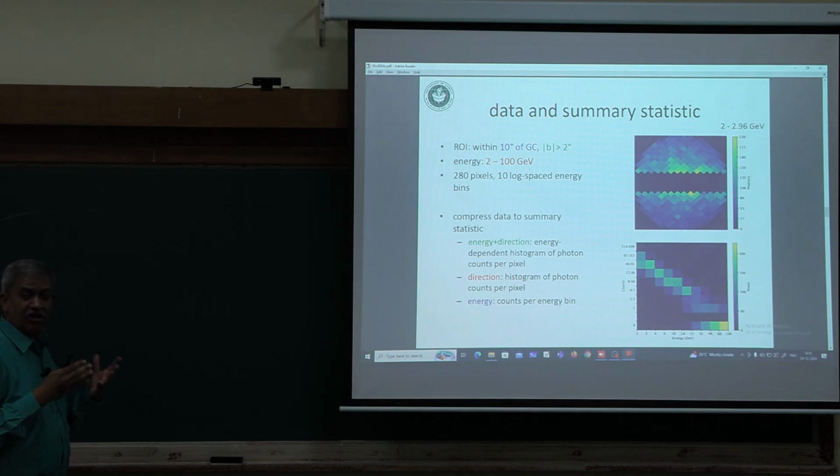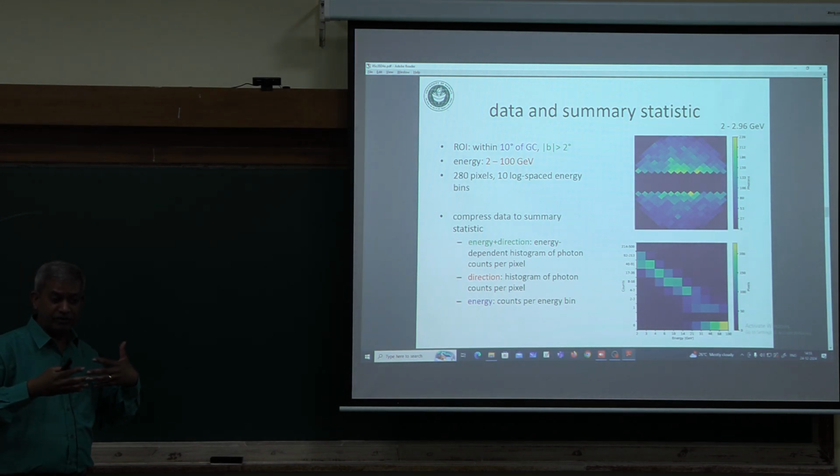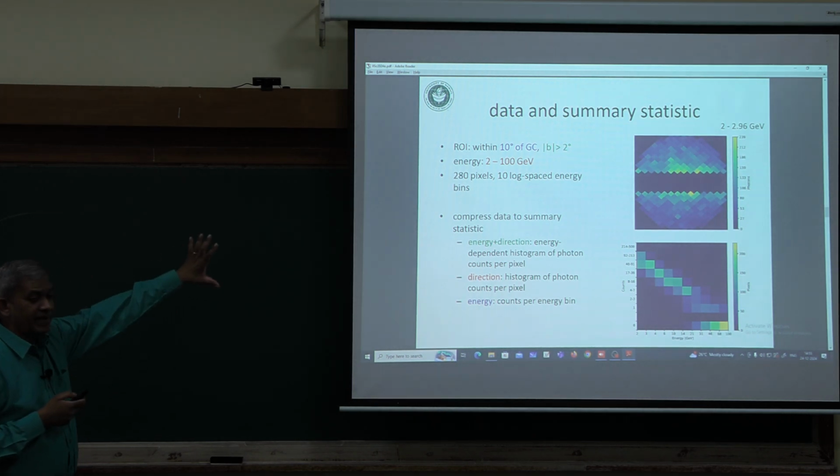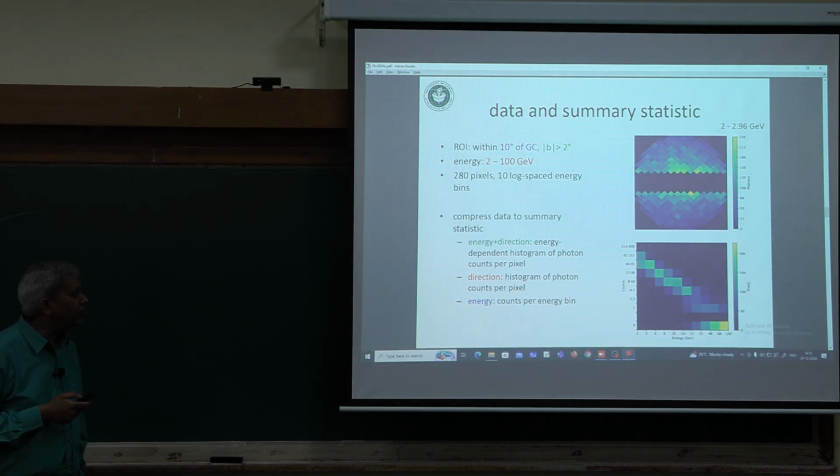Okay. So having gone through the various source distributions we have, we can now just talk about the data itself. The region of interest we focus on is within 10 degrees of the galactic center, but masking within 2 degrees of the galactic plane. The energy range is 2 to 100 GeV. We break this up into 280 pixels and 10 log spaced energy bins.